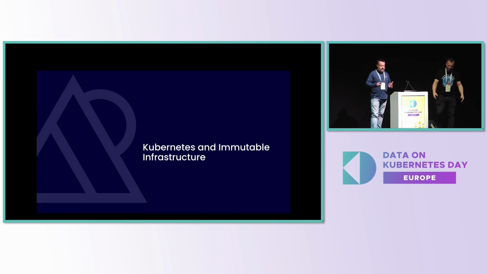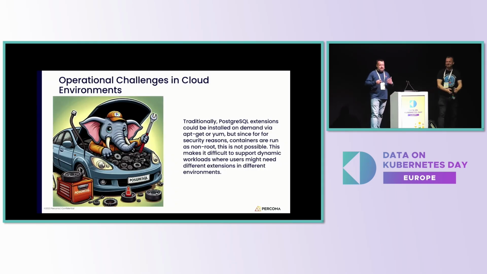What are the issues that we are actually facing, right? Postgres loves extensions. Extensions are a key part of the success of PostgreSQL. And traditionally, you install extensions via a package manager, apt-get, or whatever else your Linux distribution allows you. But since for security reasons containers always run as non-root, this is not possible and not that straightforward. And it makes it really difficult to support dynamic workloads, especially where a user might need a different set of extensions per database or a database for different environments.